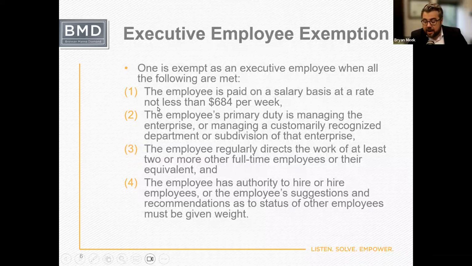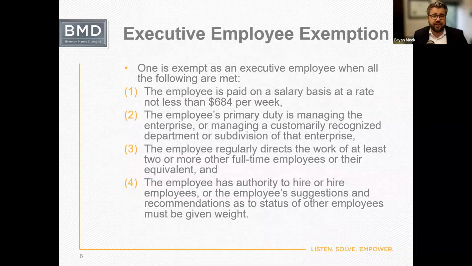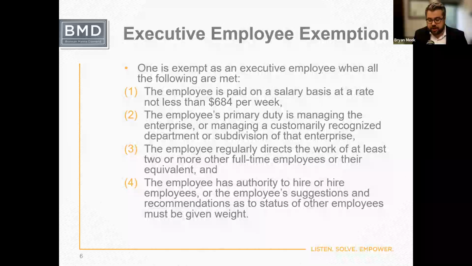I misspoke. The second requirement is that the employee's primary duty is the management of the enterprise, or of a customarily recognized department or subdivision of an enterprise. And what they mean by enterprise is the company, the business. The most basic examples are your CEOs, COOs, CFOs, very high-ranking directors, and very high-ranking managers. Those are typically going to fall within the executive exemption.